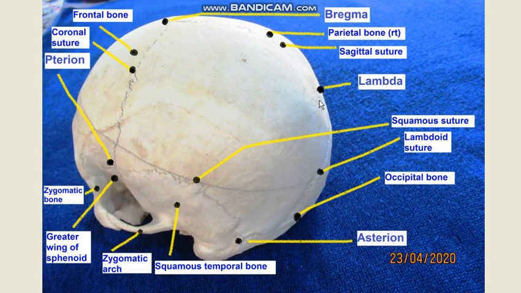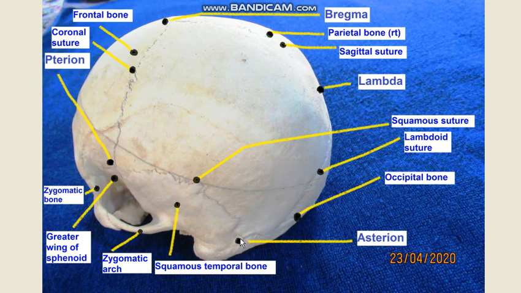The lambdoid suture is not just this much. There is another part of the lambdoid suture with the opposite parietal bone. Now when you come down to the mastoid angle, this is the meeting point of the parietal bone, the mastoid part of the temporal bone as well as the occipital bone. This point is also called the asterion.